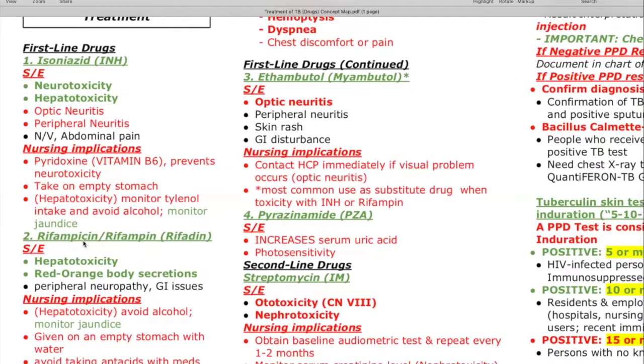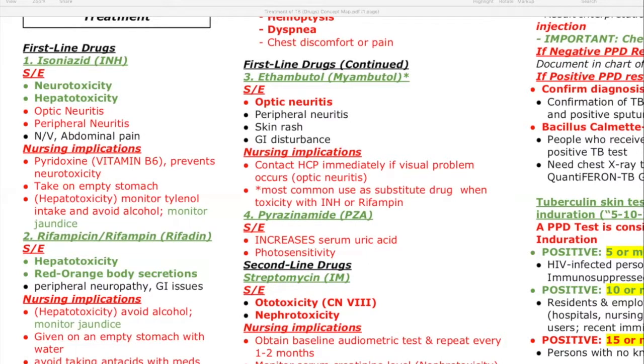So rifampin is the second of the first-line drugs. The side effects here are hepatotoxicity and red-orange body secretions. The red-orange body secretions can show up in our urine, our feces, our sweat, and our tears. It can also cause peripheral neuropathy and GI disturbances.